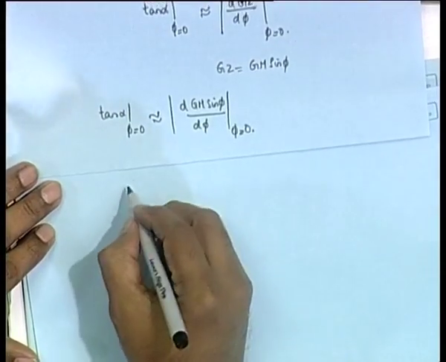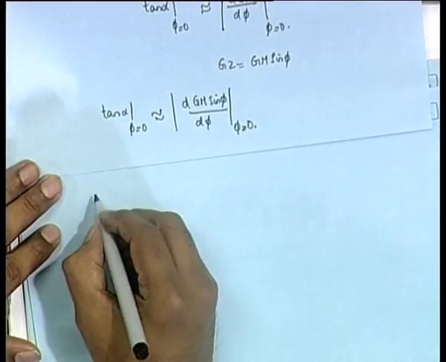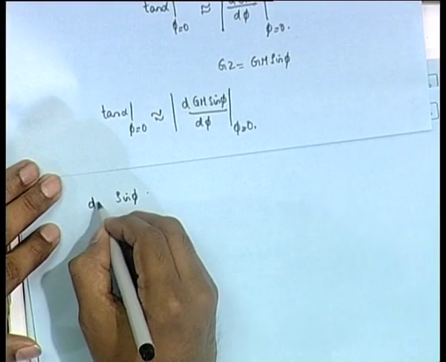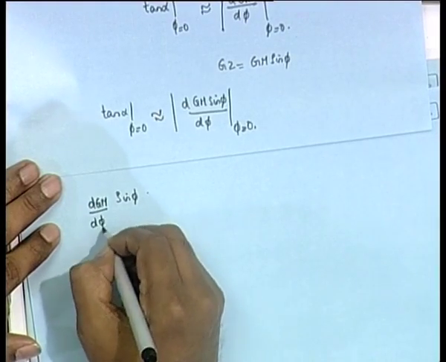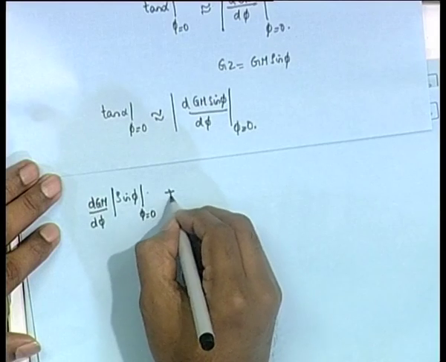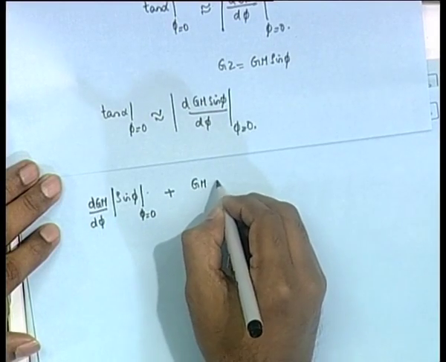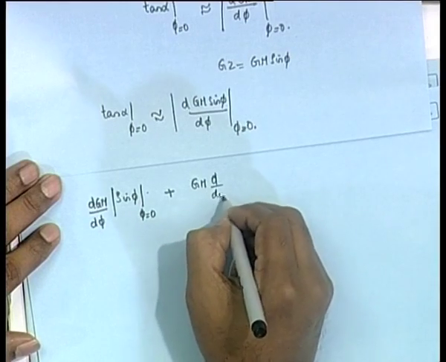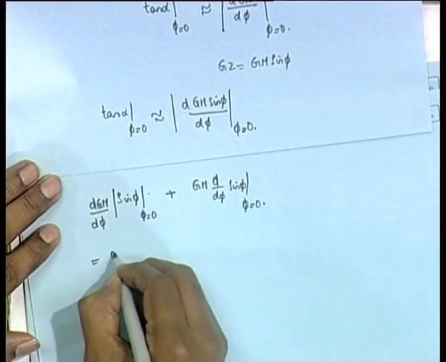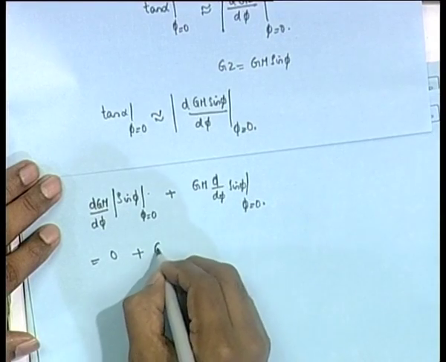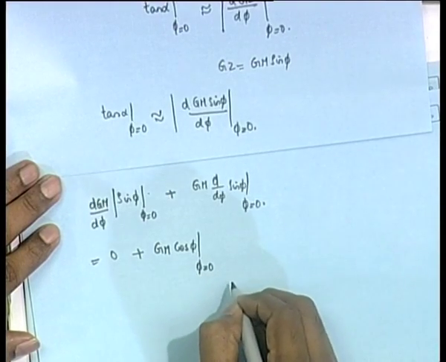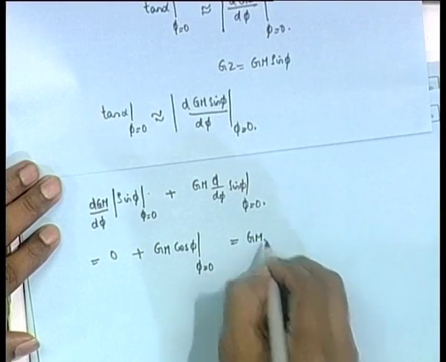Then it becomes, now I will just expand by parts. So, sin phi into d gm by d phi into sin phi at phi equal to 0. Now, this is a constant, we will take outside, plus gm d by d phi of sin phi at phi equal to 0. Now, this is equal to, this is 0, plus gm cos phi at phi equal to 0, cos 0 is 1. So, this is equal to gm. Okay.